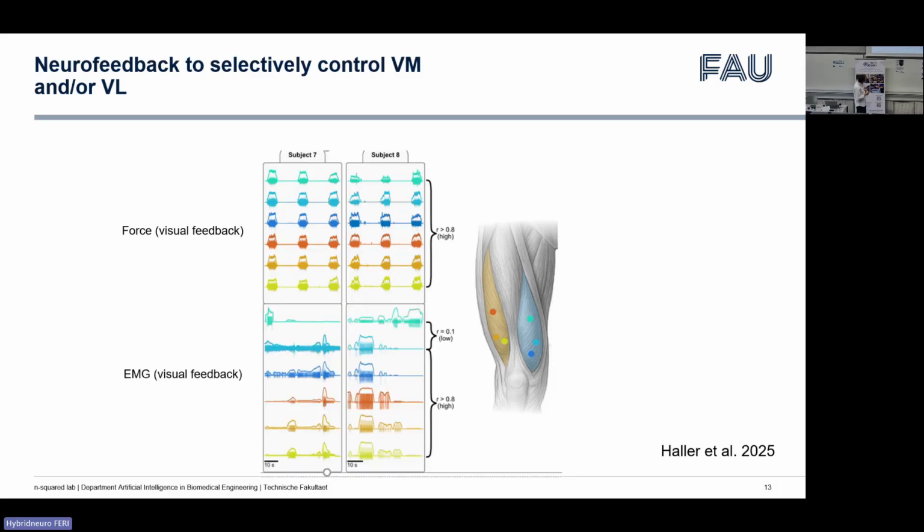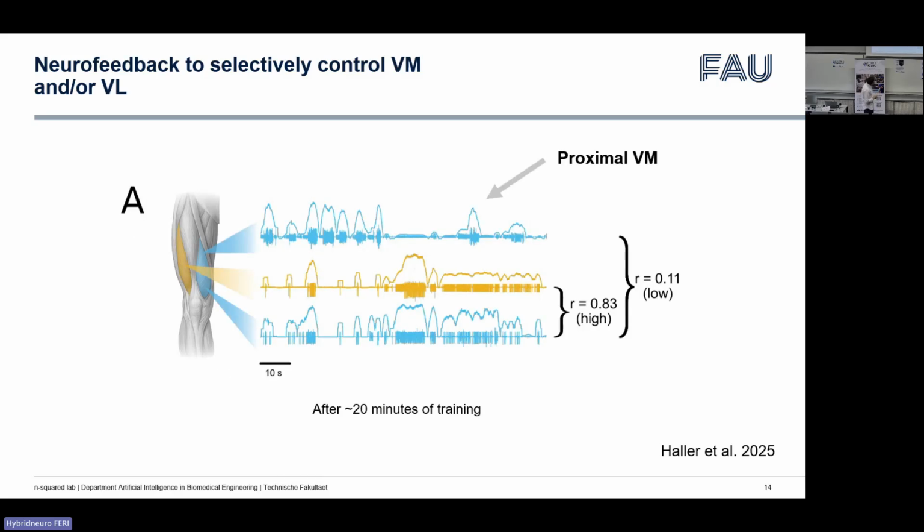And with the EMG, so this is just visual feedback, you can see after some training, some of these electrodes were completely not correlated with the other signals. You can already note here, these are two different subjects. You can see that this electrode here, in the proximal VM, can be silenced when the others are activated, and can be activated when the others are silenced. We'll go back to this pattern.